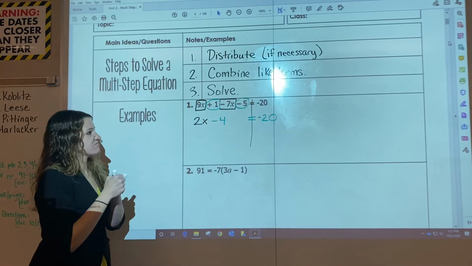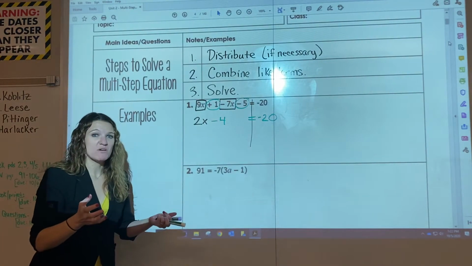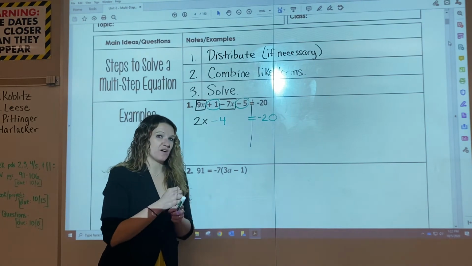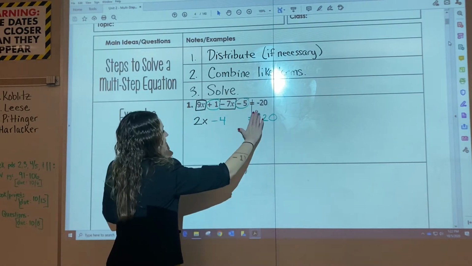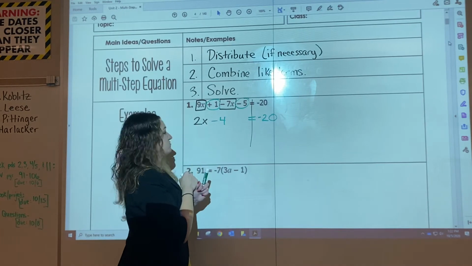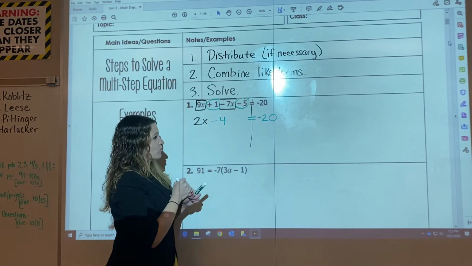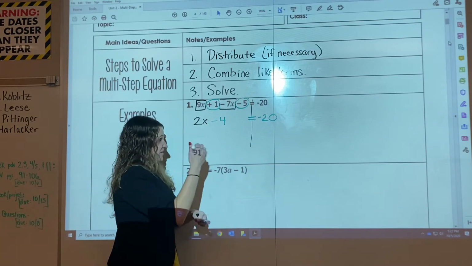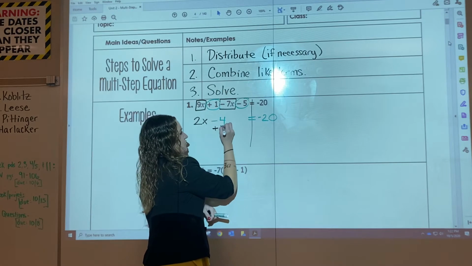All right, so just like two-step equations, we want to get rid of that constant term first, the number without the variable. So we're going to see if on this side with the variable, if there's any addition or subtraction. There sure is. That 4 is being subtracted, or it's a negative, so I need to get rid of it. In order to get rid of it, I'm going to add it to both sides.